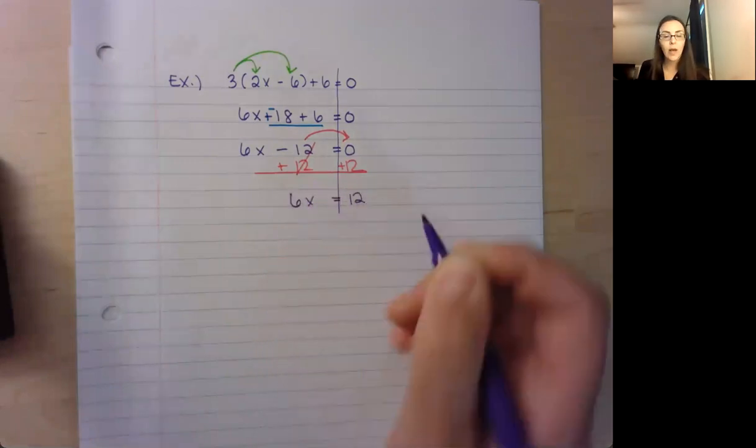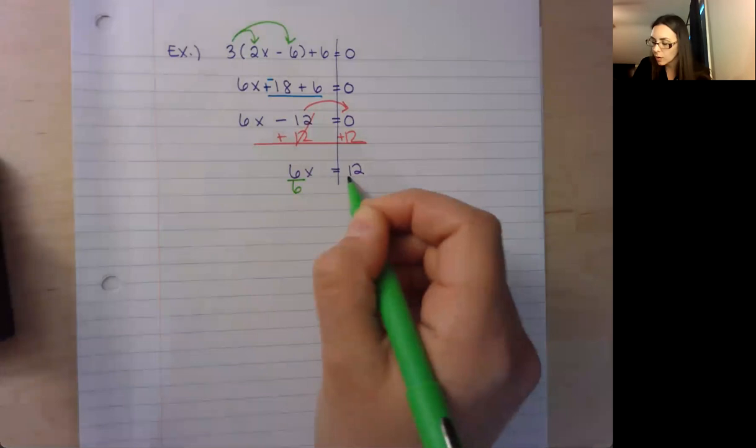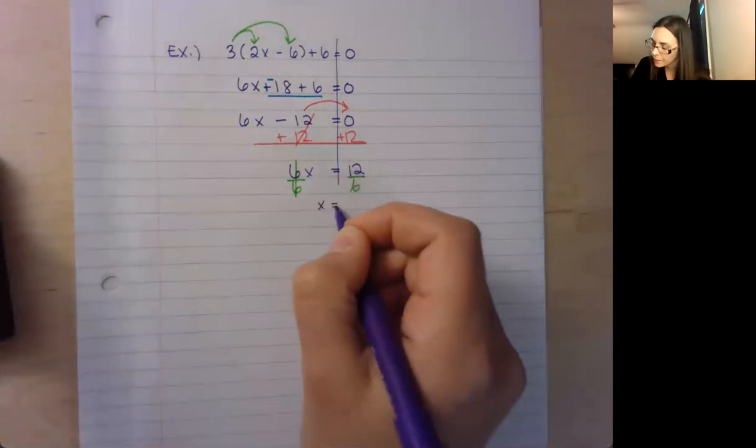And I have 6x equals 12. Notice all my terms are combined. So at this point, you are ready to divide. You don't want to divide too early or usually you'll get the wrong answer. So x is equal to 2.